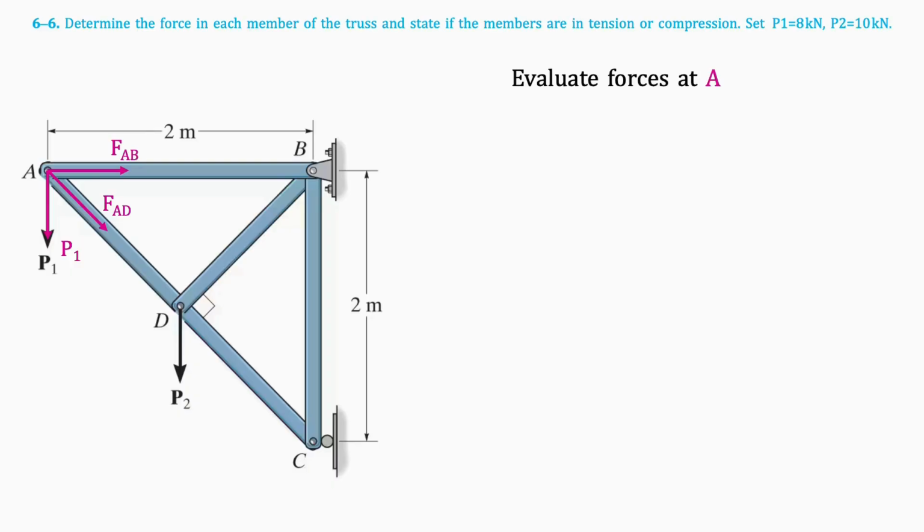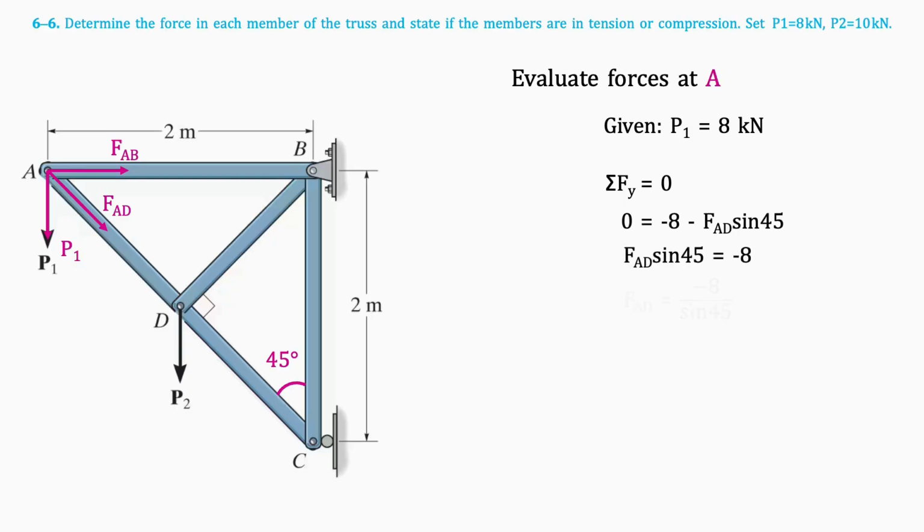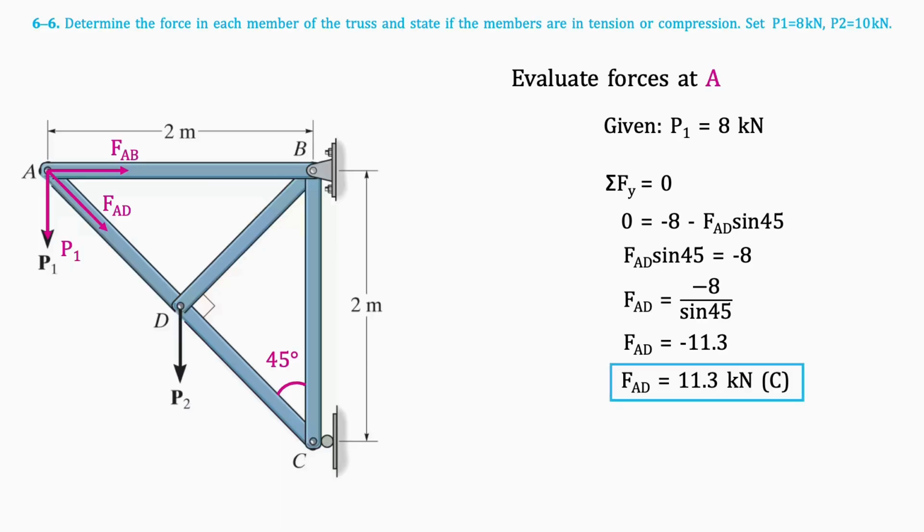To do so, we need to find the angle, which can be done by taking the inverse tan of the side lengths of the truss, which are both 2 meters. This gives us that each inner angle is 45 degrees. Given that P1 is 8 kilonewtons, we can write an equation for the sum of forces in the y direction, where forces pointing north are positive. We get the following equation, which when isolated for FAD results in 11.3 kilonewtons.